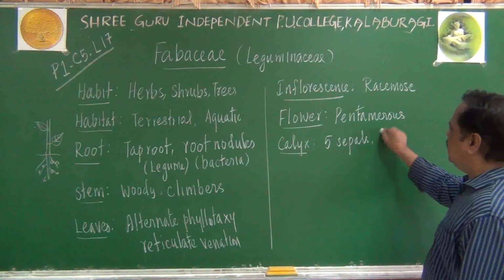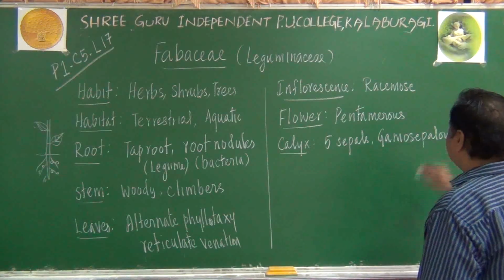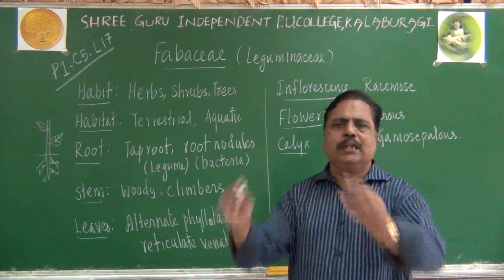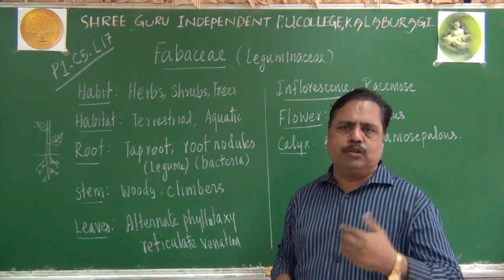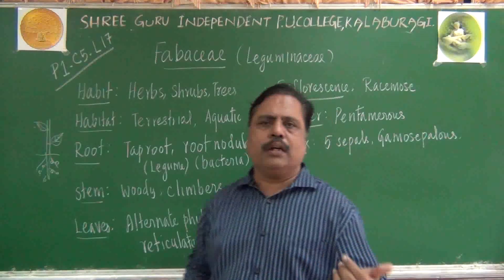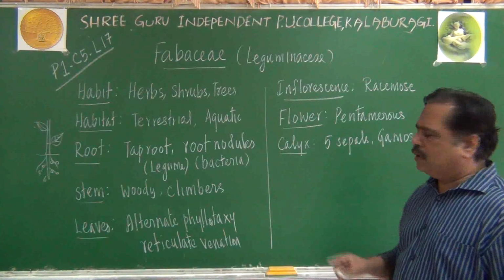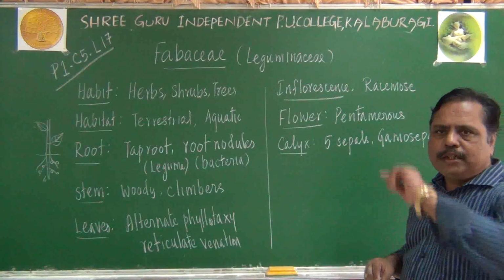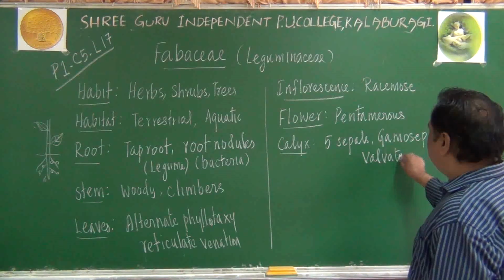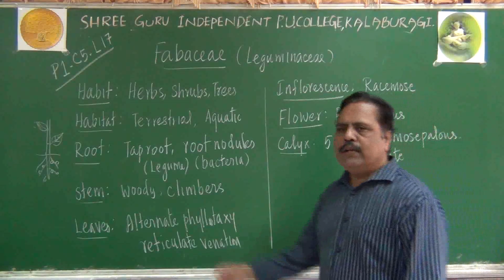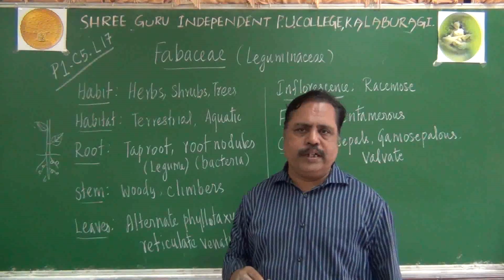Remember these terminologies. They will be useful for drawing the floral diagram and the floral formula also. 5 sepals are present. Those sepals are gamosepalous in nature. What is gamosepalous? Sepals are united at the margin, united with each other. That is called gamosepalous. If they are free, we call it polysepalous. But this family has the gamosepalous condition. What about aestivation? The arrangement of sepals is valvate aestivation, where the margins of the sepals touch each other.